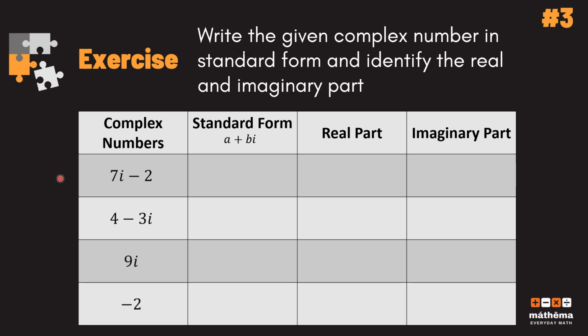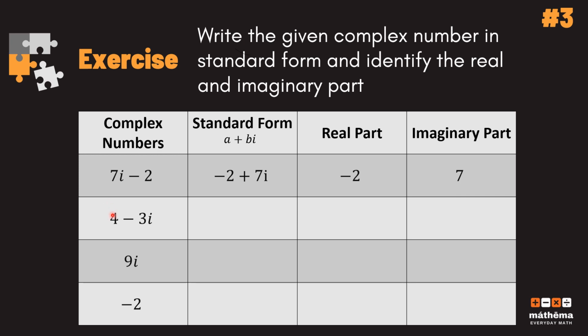So let's start with the first example, 7i minus 2. Again, when we talk about standard form, we are referring to a plus bi. So we are just going to rewrite everything or rearrange the complex numbers, and then we will have negative 2 plus 7i. Our real part will be negative 2, and then the imaginary part will be 7. Right? If you want to solve along, you can actually pause this video.